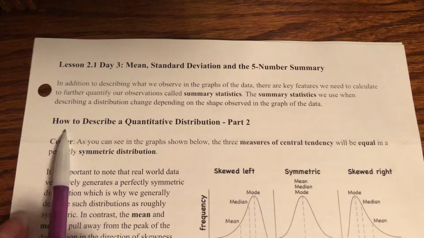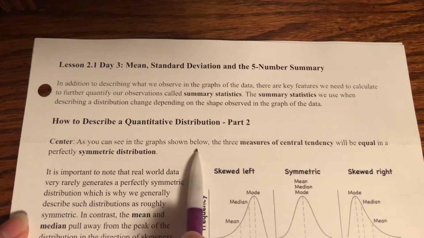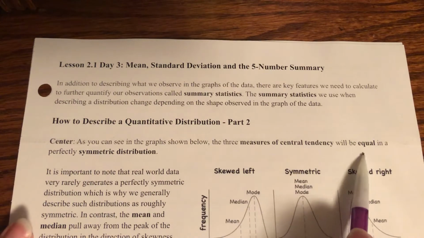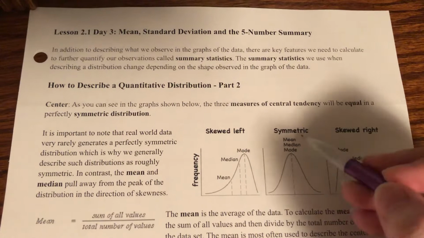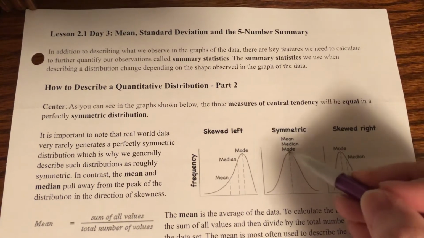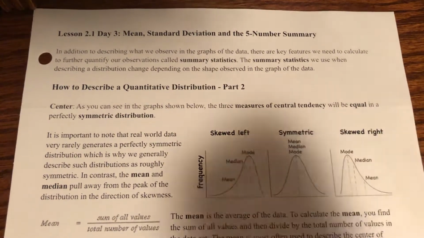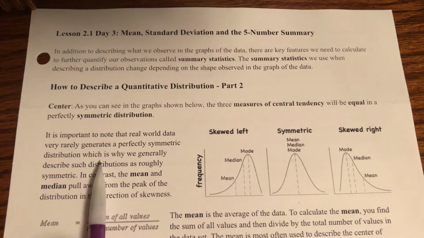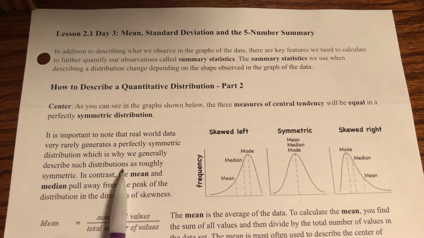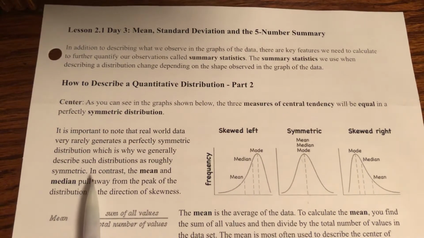So this is part 2 of how to describe a quantitative distribution. Now the first value that we're going to discuss that you want to calculate is the center. As you can see in the graphs below, the 3 measures of central tendency will be equal in a perfectly symmetric distribution. You can see that right here in this graph. So mean, median, and mode are going to be exactly in the center where the peak occurs in a perfectly symmetric distribution. Now it's important to note that real-world data very rarely generates a perfectly symmetric distribution, which is why we generally describe such distributions as roughly symmetric. In other words, it's close enough to describe it as symmetric even if it's not perfect.